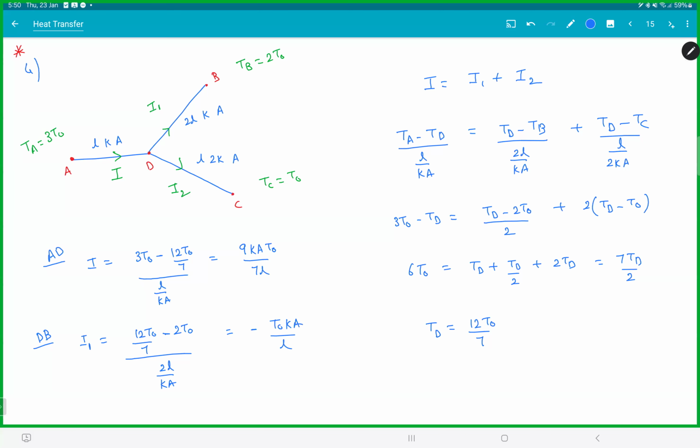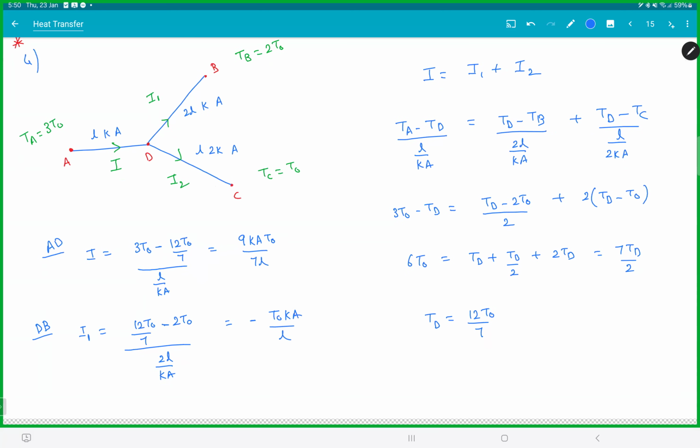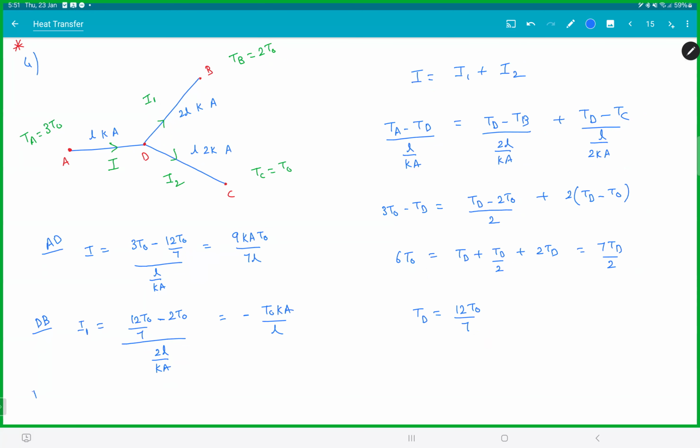Making sense? So you assume whatever direction you want. Science will take care of it. Similarly, for DC, I2, 12 T naught by 7 minus T naught. That would be 12 minus 7, 5 to 10. 10 K T naught by L.